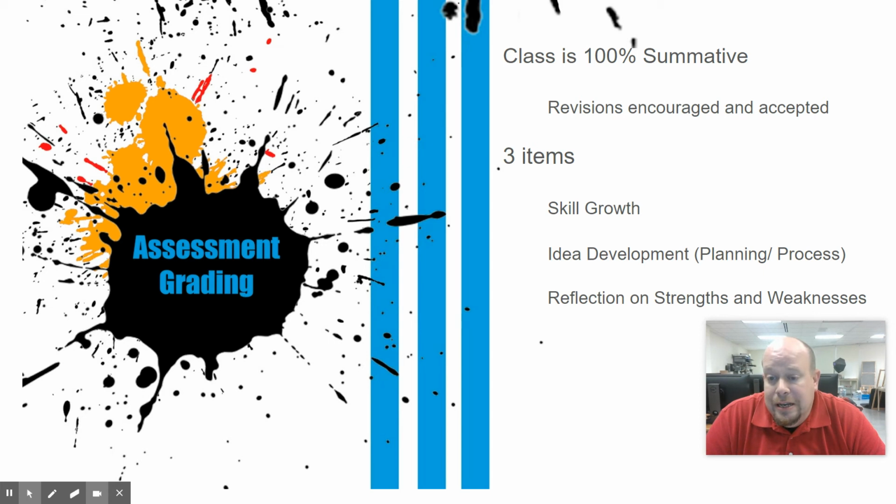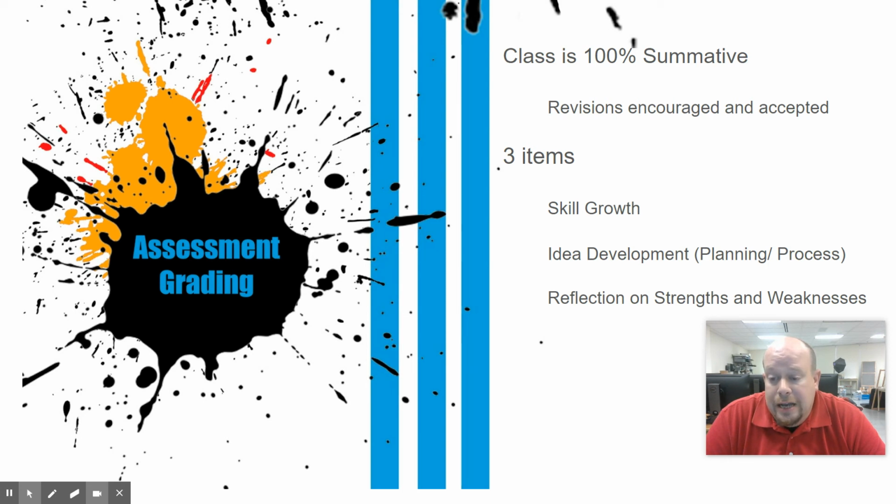The second one is idea development. We do stress the design thinking process. So again, there's parts of that process that look at, do you understand the question being asked of you? Do you understand how you're going to use those requirements? And again, how do you take those requirements and make them work for you?